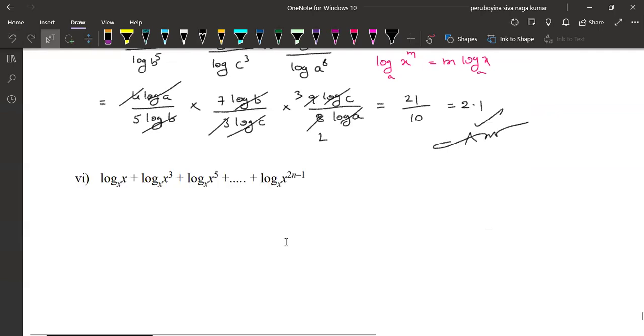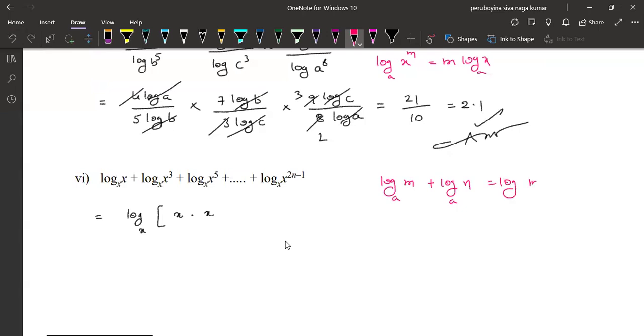Log x base x. So every logarithm has base x, so that you can write the inputs in multiplication, because we have log m base a plus log n base a. You can write log of m into n base a using this property, so that I can multiply x into x cube into x power 5 and so on into x power 2n minus 1.